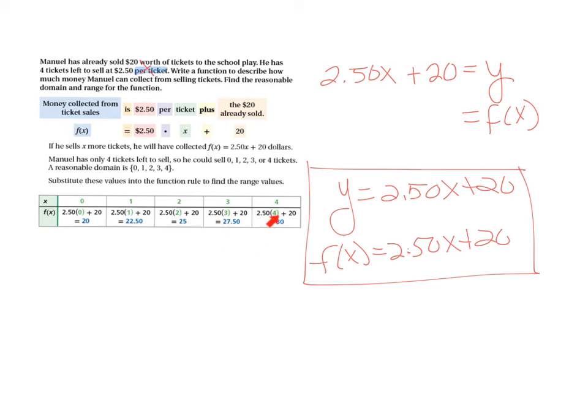And this pattern would continue, so we could see how much money he could possibly make. Our domain would be 0, 1, 2, 3, 4, and how much money he could make would be your range values. So 20, 22.5, 25, 27.5, 30. Just like when I say to you, list the domain and range, the domain are the x values, 0, 1, 2, 3, 4, and your range would be these y values of what we calculated. So the biggest thing that you can take from this is that per is where you're going to put your variable when you write equations.